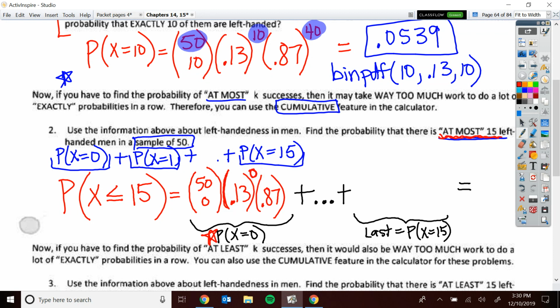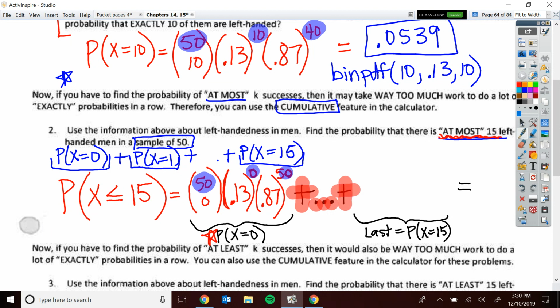And if there's 0 lefties, then how many are not lefties? And that is 50 because, again, remember, failures plus successes is the total N. Okay, now we got plus, that was the first in the sequence, plus dot, dot, dot, plus, and now we're going to do the last in the sequence.